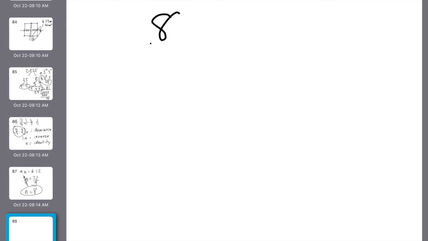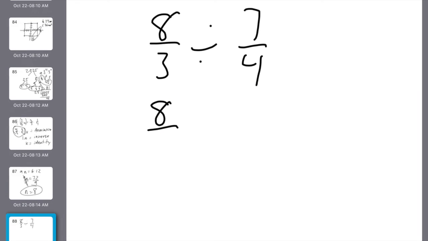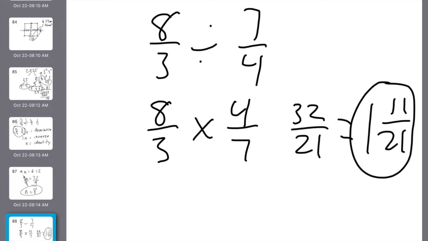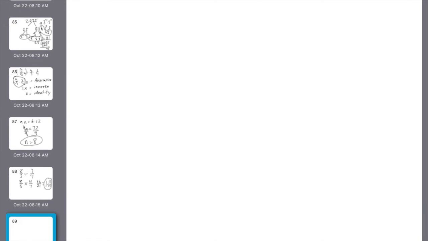24. Make them improper. 2 times 3 is 6, plus 2 is 8. So I have 8/3 divided by 1 times 4 is 4, plus 3 is 7, 7/4. Now I go through my rules, stays the same, changes to multiplication, flips over. Multiply the tops, multiply the bottoms. I can't cancel anything now. So I multiply the tops, I get 32. I multiply the bottoms, I get 21. Divide in there, 21 goes in there 1 time, subtract. 2 minus 1 is 1, 3 minus 2 is 1, and the 21 stay the same, 1 and 11/21.